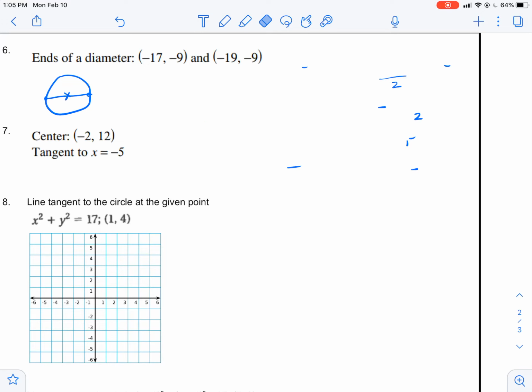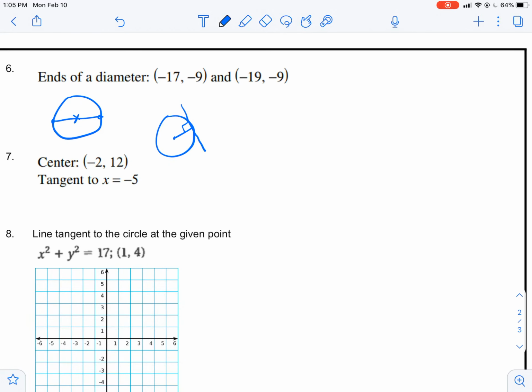Okay, so the next one talks about the tangent. So again, remember we've talked about that the tangent is perpendicular to the radius, only hitting in one spot. So this tells me that the center is at negative 2, 12, and it is tangent to the line x equals negative 5. So we're going to be looking at this line here, x equals negative 5.